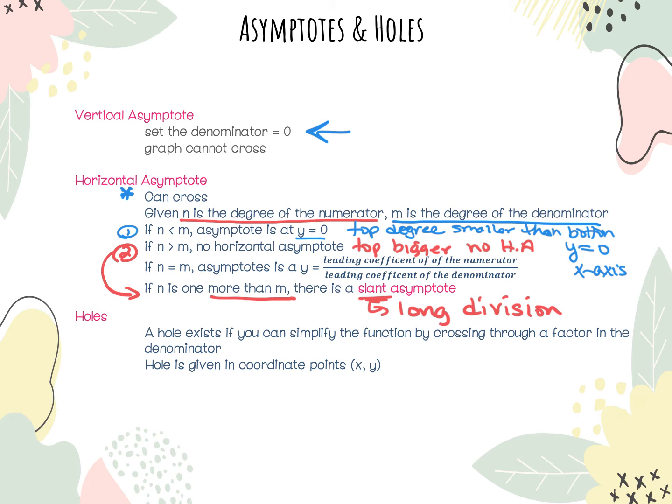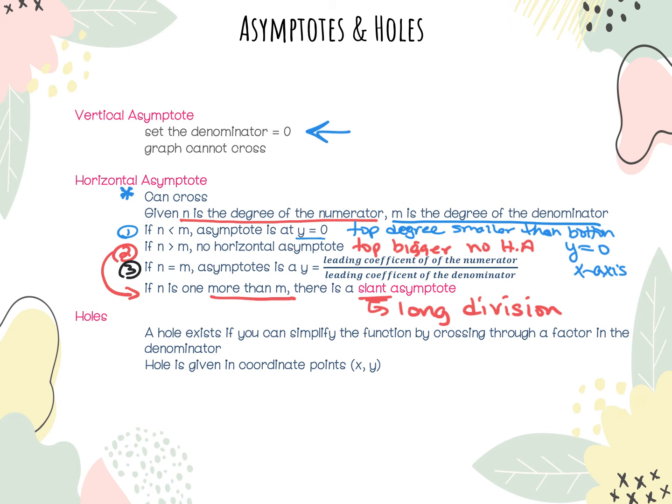And then the last scenario is when the 2 degrees are equal. Then what you're going to do is take the leading coefficient of the numerator and put it over the leading coefficient of the denominator. That's when the 2 degrees are equal. And we're going to see plenty of examples of this.